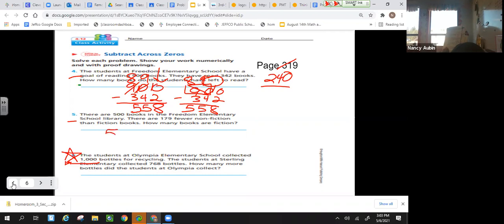There are 500 books in the Freedom Elementary School Library. There are 179 fewer nonfiction than fiction books. How many books are fiction? Walk us through, Miss Astria.